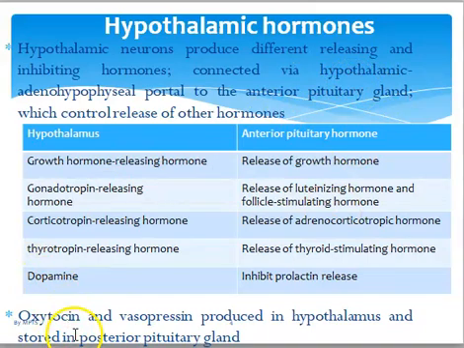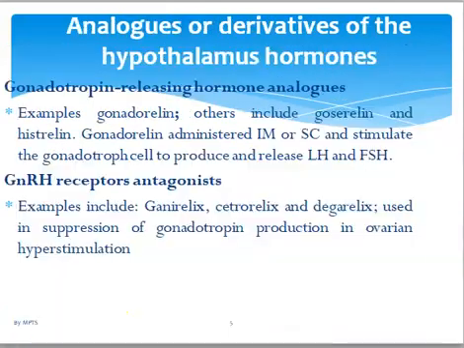We also have oxytocin and vasopressin, which are produced in the hypothalamus, but they are stored in the posterior pituitary gland. Let's look at some of the analogues, not all but a few, of these hypothalamic hormones. We have the gonadotropin releasing hormone analogues. Examples are gonadorelin, and others include goserelin and histrelin. Now, these are administered by IM and subcutaneous routes, and they stimulate the gonadotroph cell to release luteinizing hormone or follicle stimulating hormone.